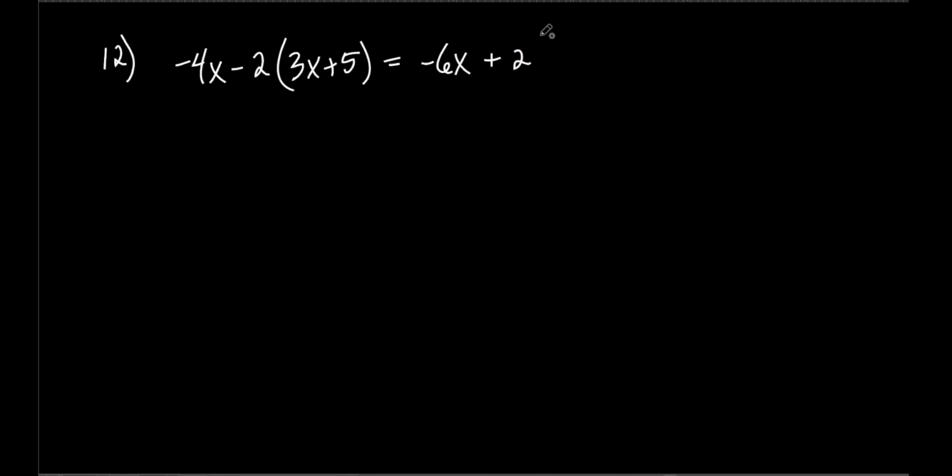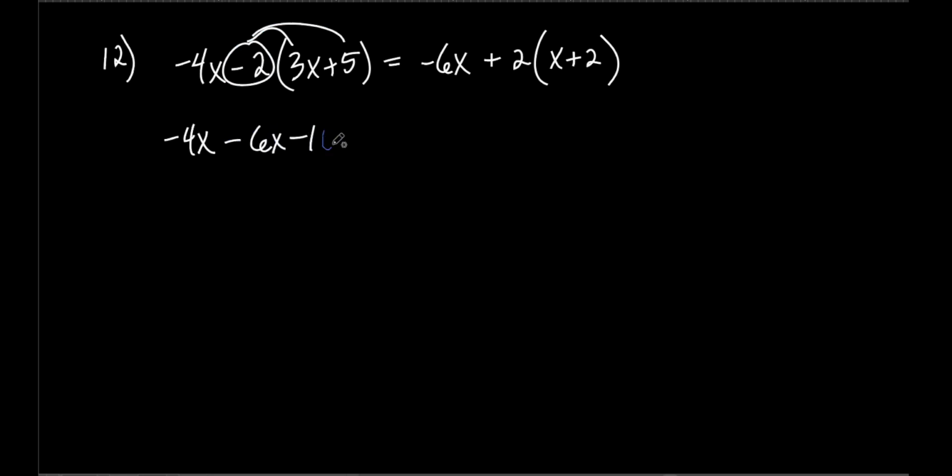Plus 2 times x plus 2. Yeah, I think I did this today in class, but let's do it again. You can't do anything with that negative 4x, so I'm just going to write that down. But you can distribute this negative 2. Remember, it's a negative 2, not just a positive 2. So the whole negative has to be distributed through here as well. That's going to give you negative 6x minus 10.